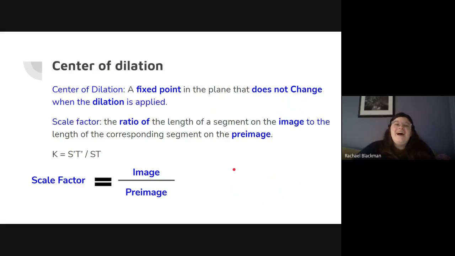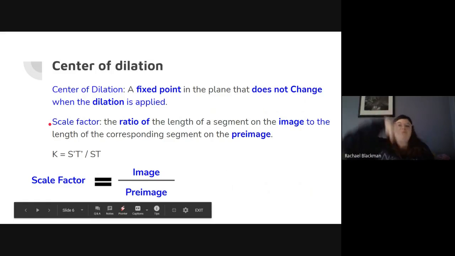Okay, how about a center of dilation? So when we dilate, and that's changing in all directions, we have to have a fixed point in the plane that's not going to change when the dilation is applied. When we see our coordinate rules here in just a second, our center of dilation is pretty much always going to be the origin, all right? We're going to be dilating away or to the origin.